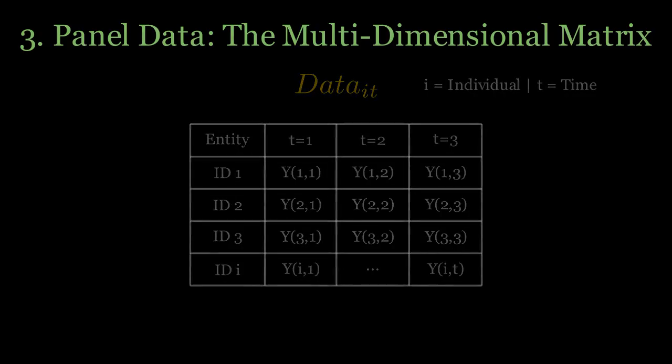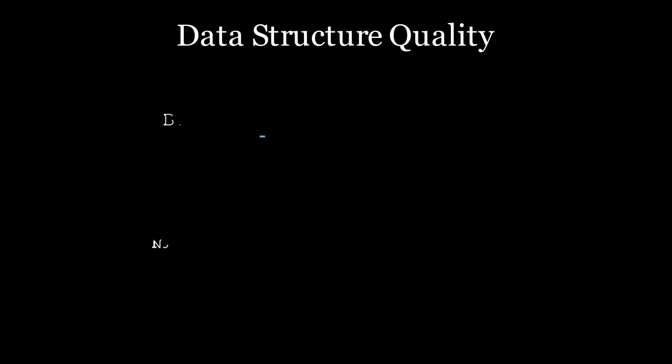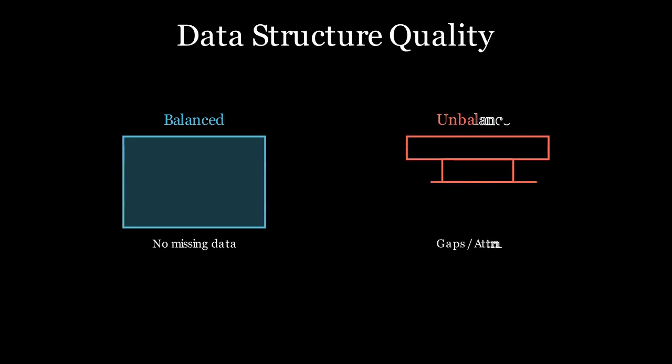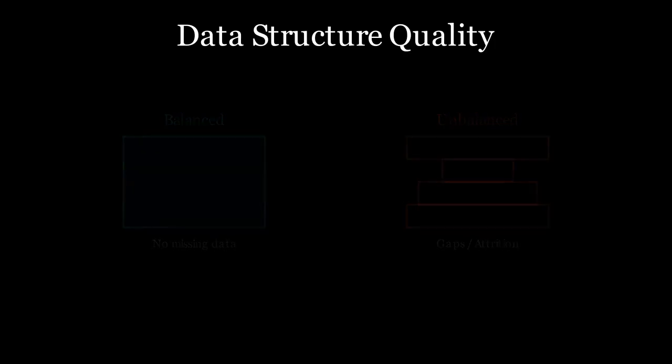In the real world, there are two types of panels you should know about. A balanced panel is the gold standard. It's where every entity is observed for the exact same number of time periods. However, life is messy. We often deal with unbalanced panels, where some people might drop out of a survey, or new companies are founded halfway through the study. Modern econometrics has developed robust ways to handle these gaps without losing the integrity of the analysis.